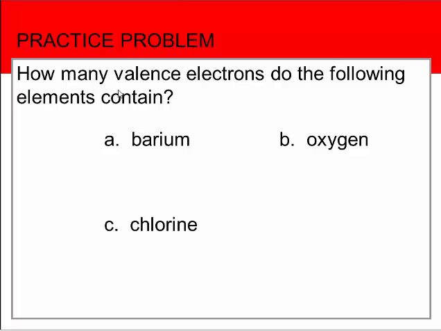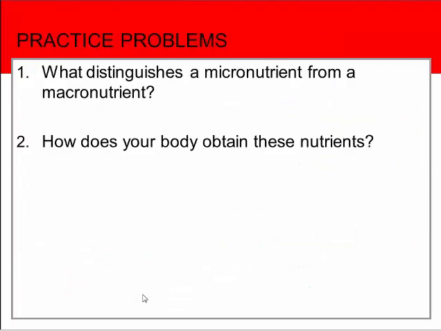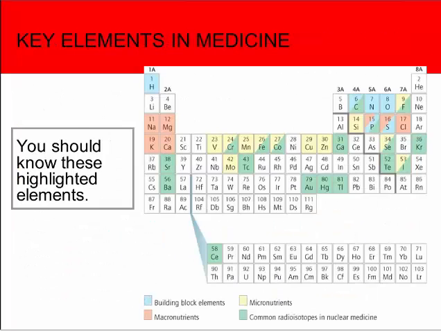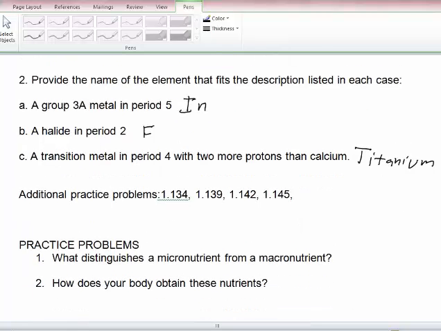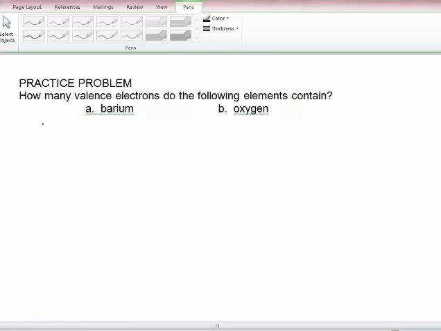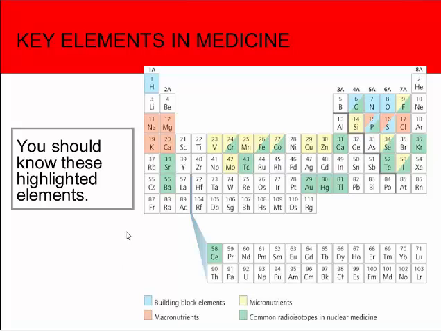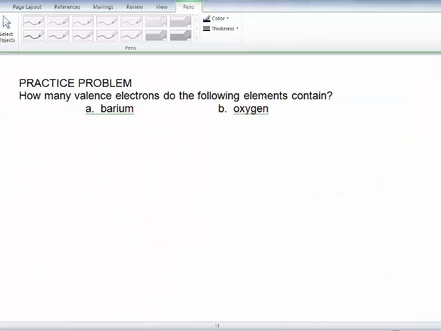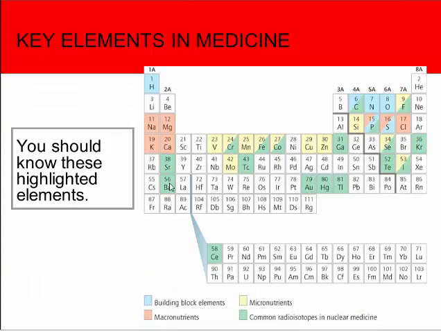So here's a practice problem. How many valence electrons do the following elements contain? So I'm going to quickly go back to the periodic table and then go to the Word document. How many valence electrons does barium contain? So first we need to find barium. Barium is Ba, and it's located down here. It's one of the common radioisotopes in nuclear medicine, element number 56. So the question was, how many valence electrons does barium contain? Well, the number of valence electrons corresponds to the group number. So barium would have 2 valence electrons.